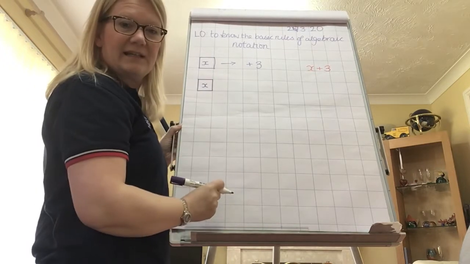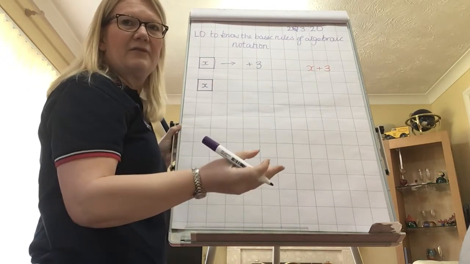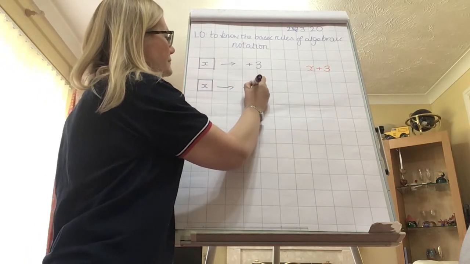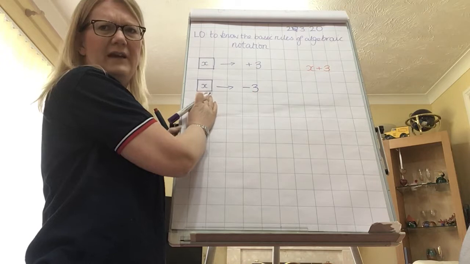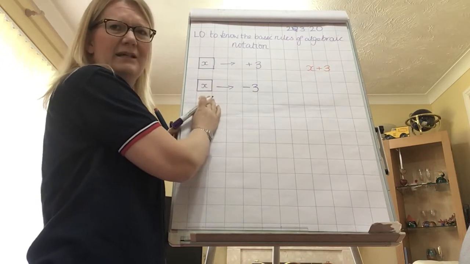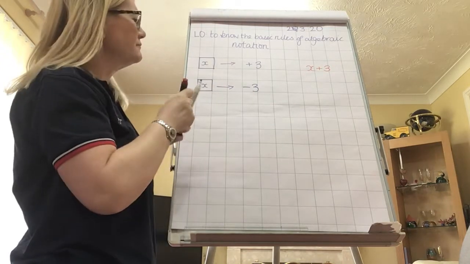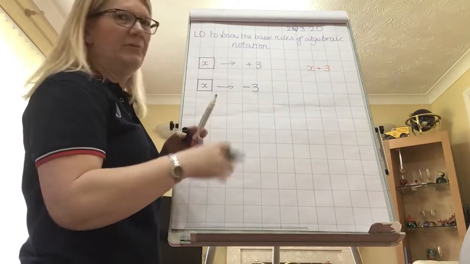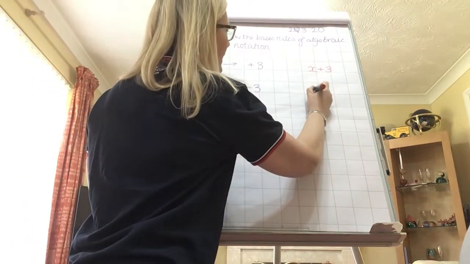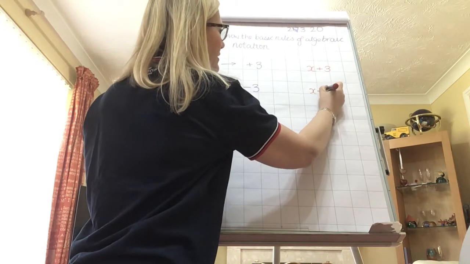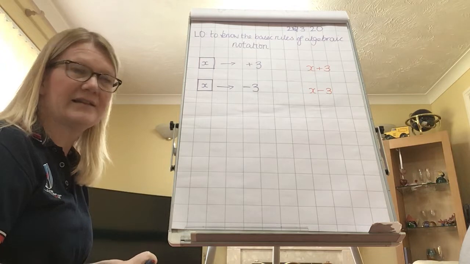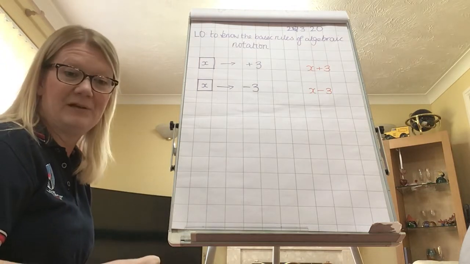There's my little friend X again, and this time I want to subtract 3 from it. I want to take 3 away. If X was worth 5 or 10 or 20, we'd know how to write it. We'd write 5 minus 3. No different. X minus 3. So it doesn't matter the value of your X, you would write it the same.